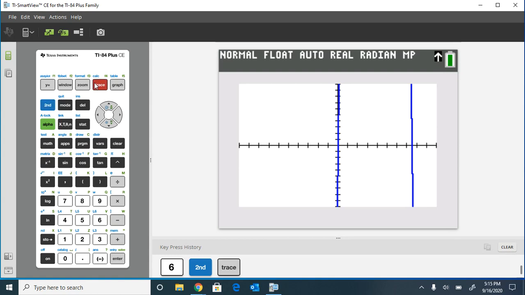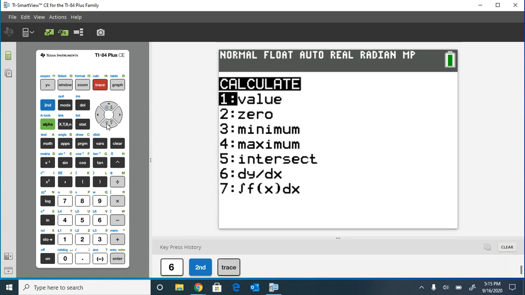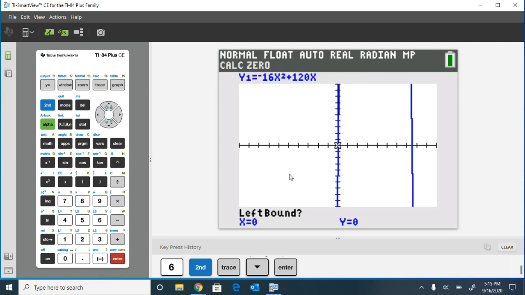If you hit second trace, 0 also stands for x-intercept, so you can go down to 0 and click enter. And it says left bound, which we're not really needing 0, 0 here. We're really needing that other point. So I'm just going to keep clicking this arrow button until I see my cursor again, which should be coming up here soon. Okay, so there it is.